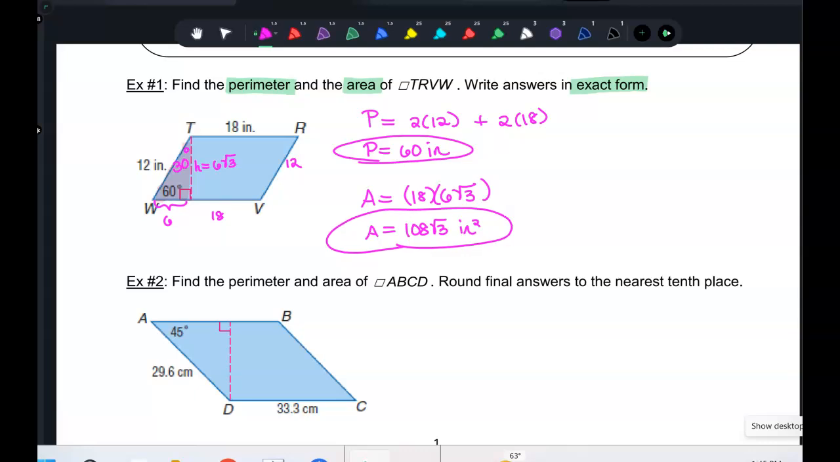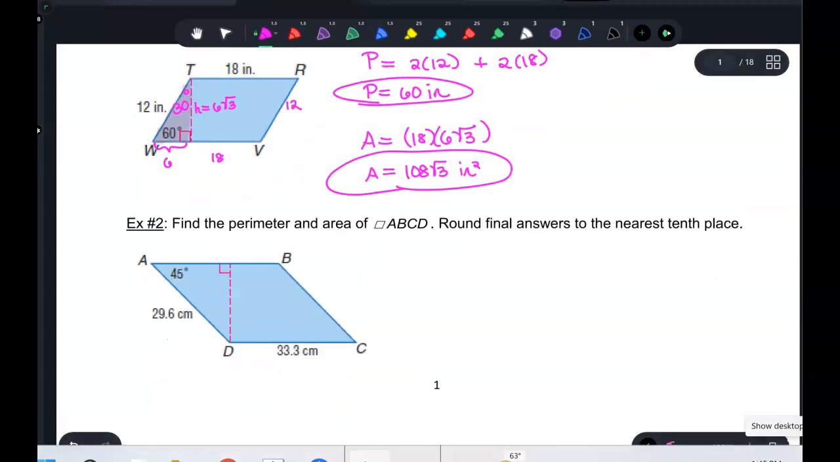Okay, so remember, perimeter is the outside. Area is what we fill up in the inside. Okay, now 45, 45, 90. This one I happened to ask for in the tenth place, and that's mainly because I already gave you decimal form. If you have a 45, 45, 90, remember the two sides are the same, and then this would be x root 2. So it's 14.8 root 2.